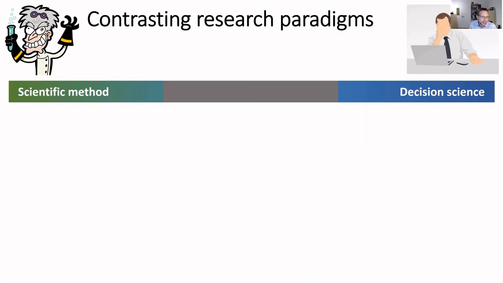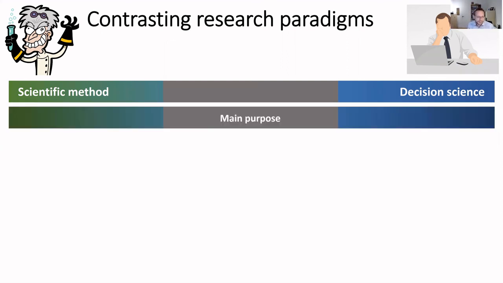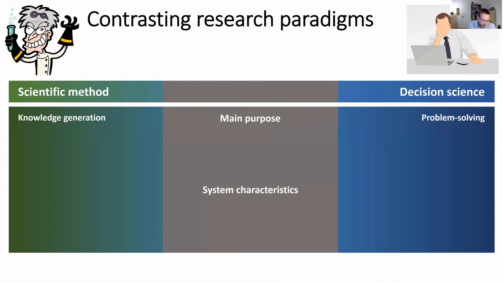What I want to juxtapose here a bit are two contrasting research paradigms that I see. One is the scientific method on one side, and on the other end of the spectrum, we find this pragmatic approach, this decision science approach. They differ in their main purpose. The scientific method is designed for knowledge generation, whereas decision science is a problem-solving, solution-finding engine. And they excel in different types of systems.